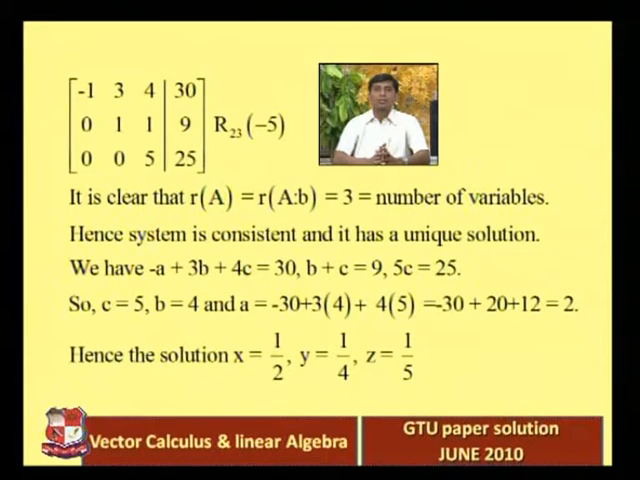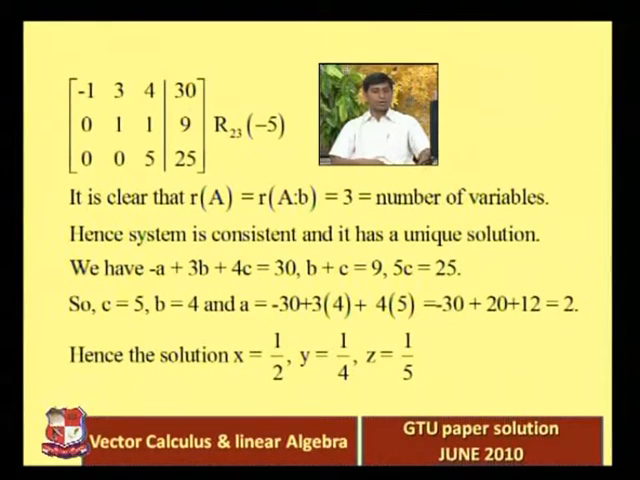And if you want to find the value of a, just make a the subject. So a is equal to minus 30 plus 3b, so 3 into 4, b is 4, plus 4 into c, so 4 into 5, that is equal to minus 30 plus 12 plus 20, that is equal to 2. So you will get a is equal to 2, b is equal to 4 and c is equal to 5, and we know that a is 1 upon x. So x is 1 upon a, just the inverse of all the elements. So x is 1 by 2, y is equal to 1 by 4 and z is equal to 1 upon 5. Okay, so here is the solution of this question.